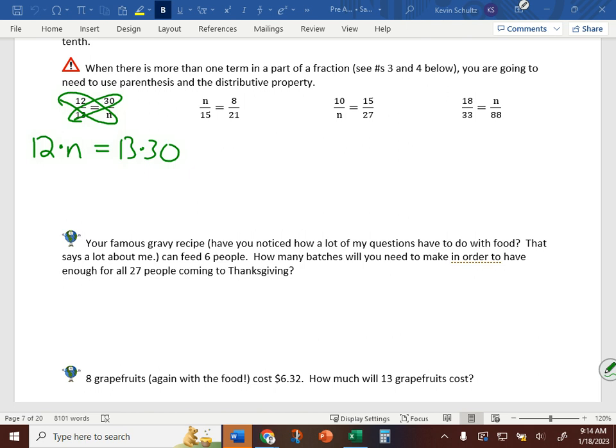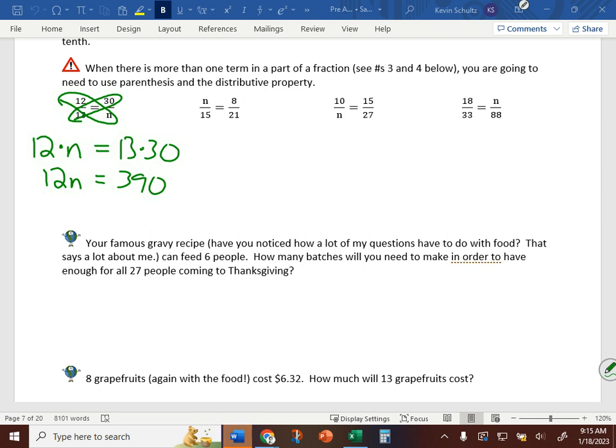So we can write an equation here using cross products that will now allow us to solve for n. 12 times n, well, we don't know exactly what that is because we don't know what n is. So we're just going to leave it as 12n. But what is 13 times 30? 390. So cross products tells us that 12 times n has to be equal to 390.